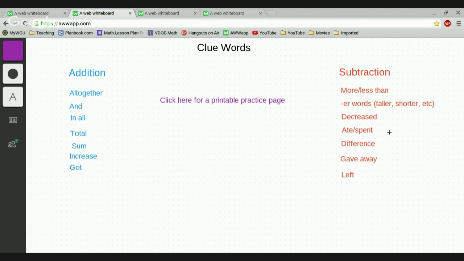The difference, give away, or how much was left. All of these words are going to mean that you are subtracting things, or you're going to start with an amount and take some away from it. So these are clue words to help you really analyze word problems. So make sure you pause the screen, make sure you write everything down. If you need to, at the end of the video, come back, go to the printable practice page and try it out.